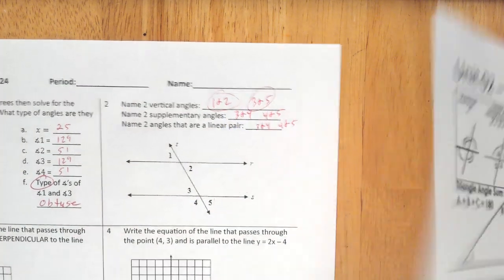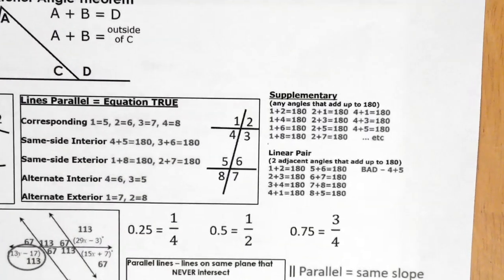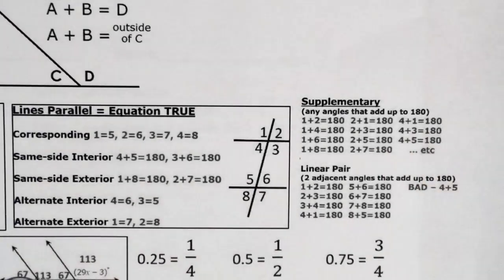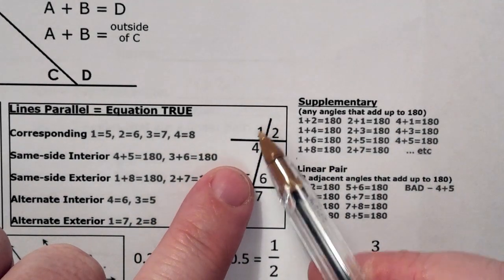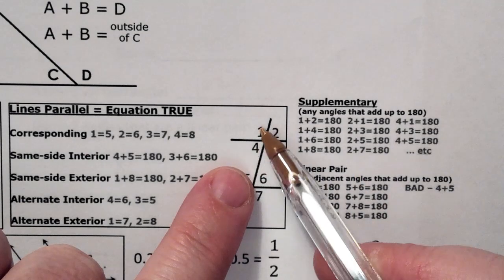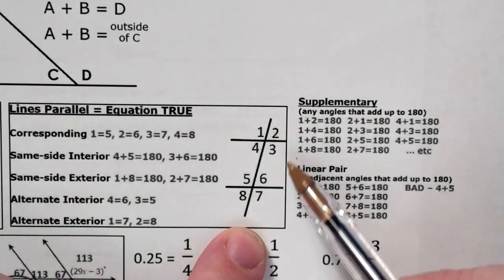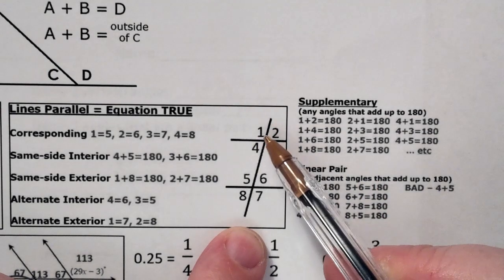Now, what are we talking about? Why is supplementary and linear pair kind of different? Well, we'll get into these rules better later on, but 1 and 4 are definitely a linear pair because they're right next to each other. They share a vertex. So they have to be adjacent, right next to each other.